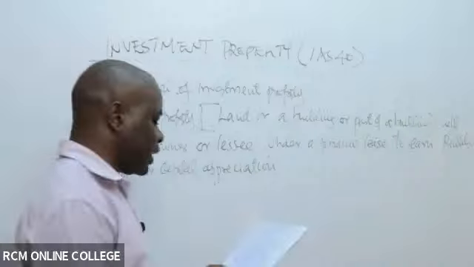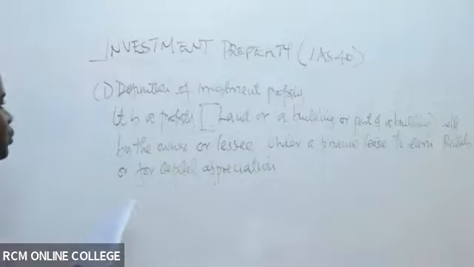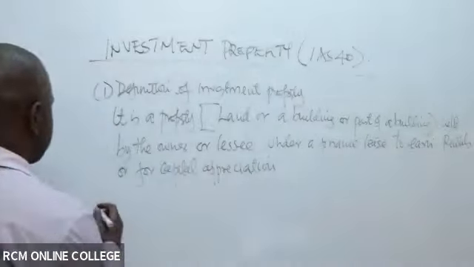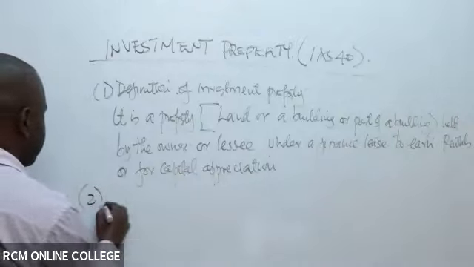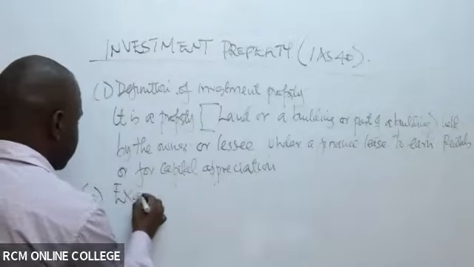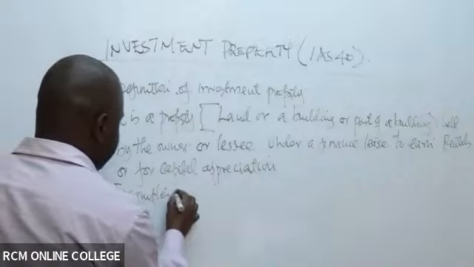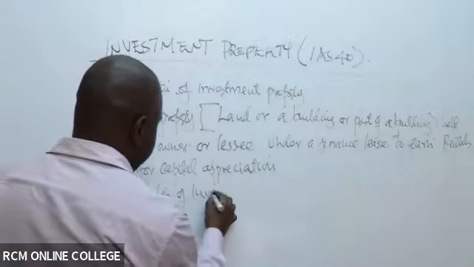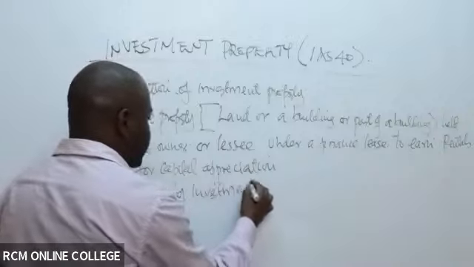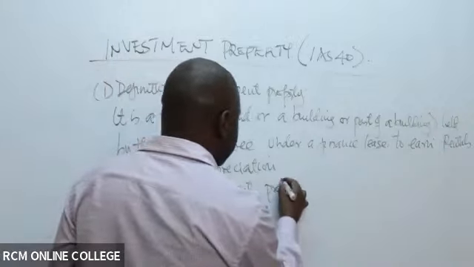So we can give examples. What are the key examples of investment property? Number 2, key examples of investment property.